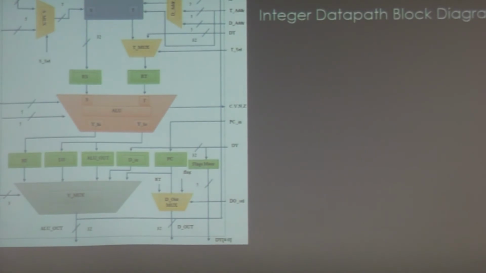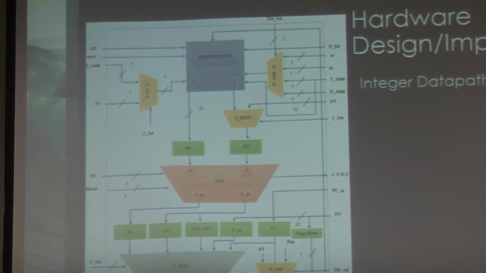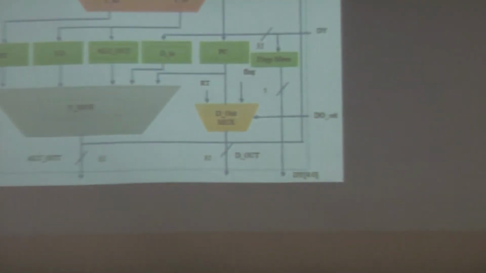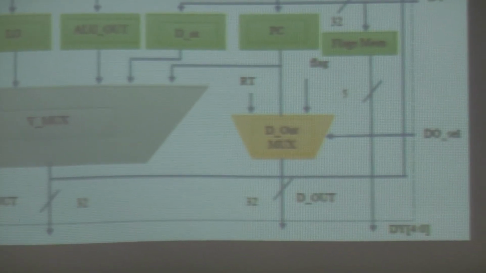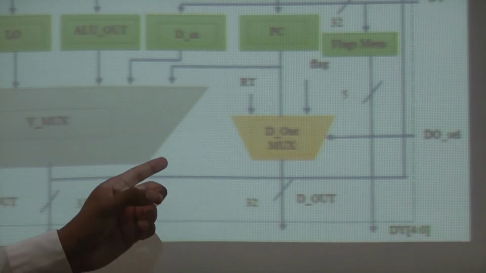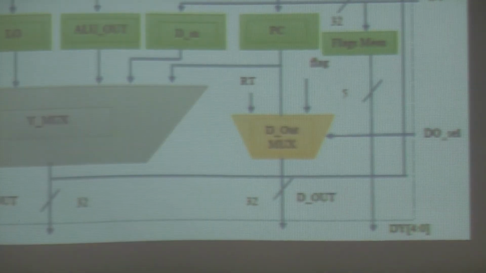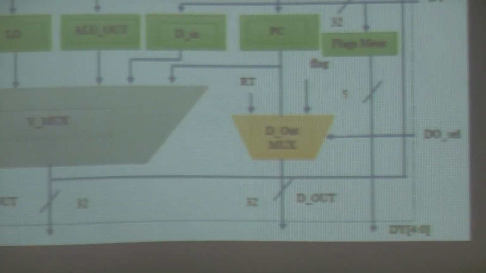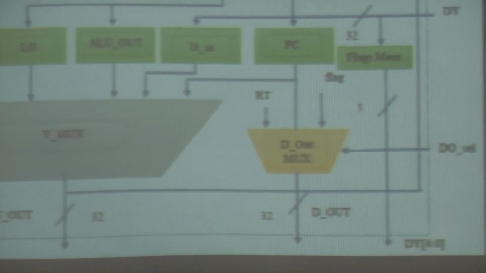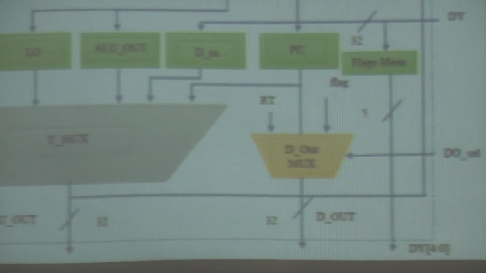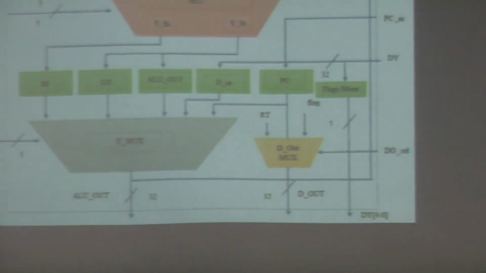And then here we have the modifications we did to the integer data path. The main modification was this mux that chooses between what things we want to output on the dout output. So here we can select between RT, which was originally what we had. We can also select RT. We can also select to output the contents of the PC register, which is a new register that we added to hold the value of PC. And we can also choose to output the flags from the control unit through the dout.